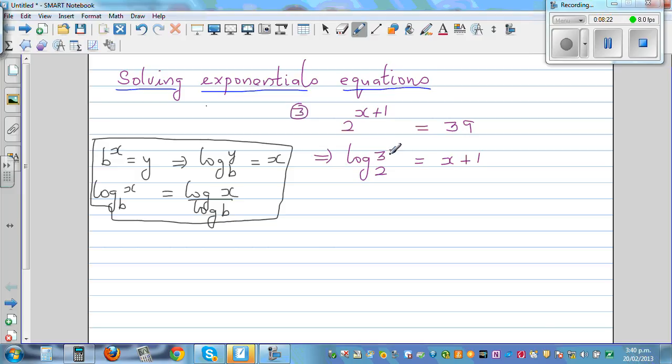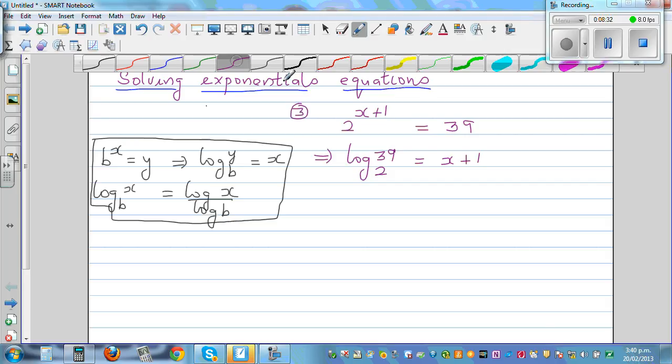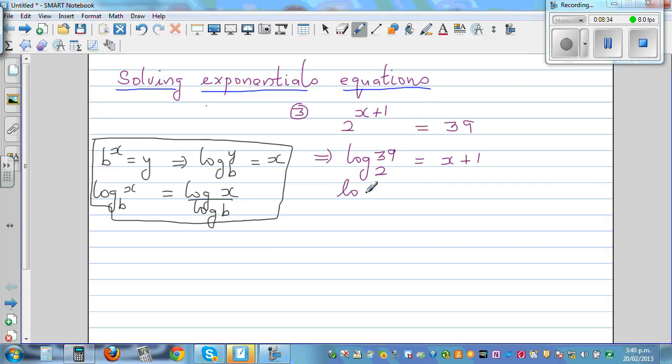So this is how I read it: 2 raised to x plus 1 is 39. b raised to x is equal to y. So this is log 39 divided by log 2 is equal to x plus 1, and then taking away 1 from both sides, log 39 divided by log 2 minus 1 is equal to x.